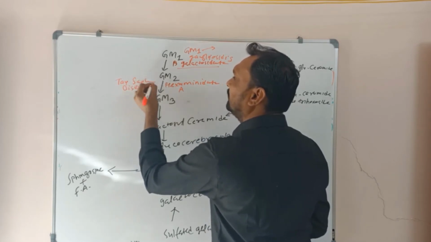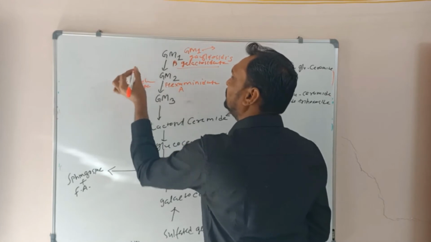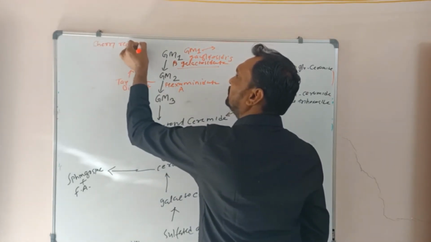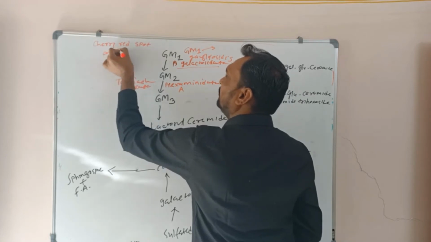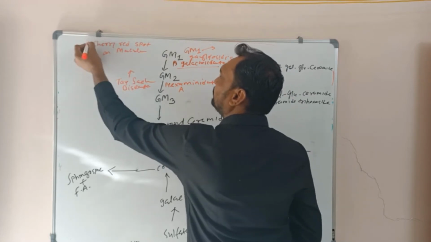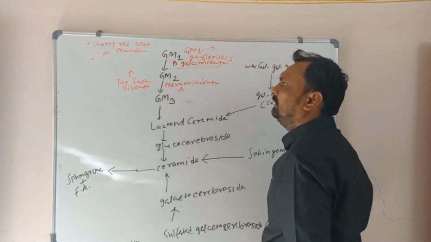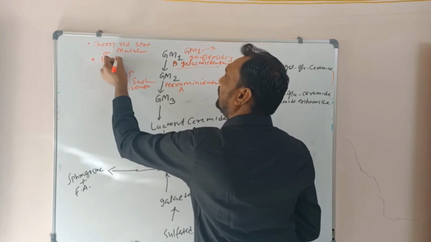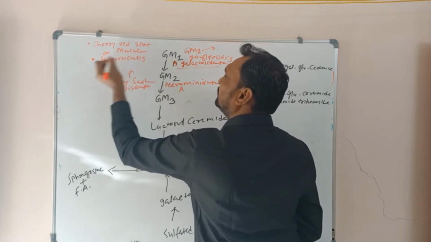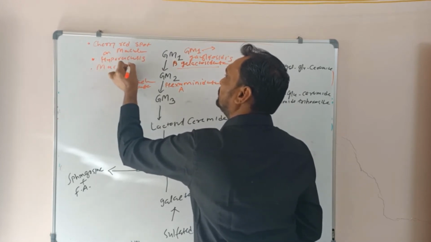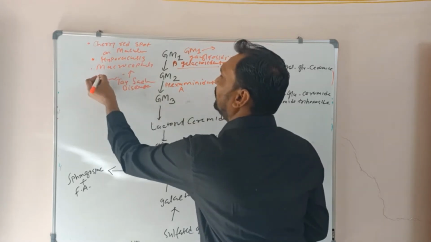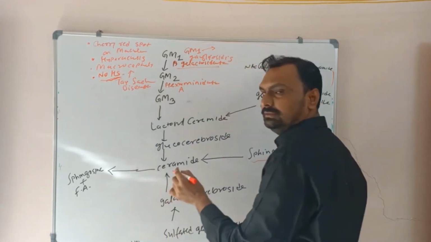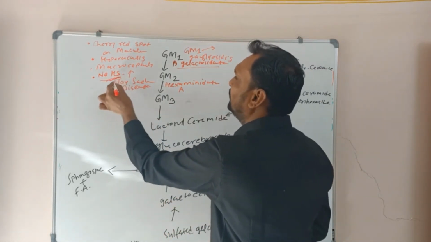Now what are the clinical features of Tay-Sachs disease? There will be a cherry red spot on the macula. Then there is hyperacusis, macrocephaly, and there will be no hepatosplenomegaly. Remember this. There is no hepatosplenomegaly in case of Tay-Sachs disease.